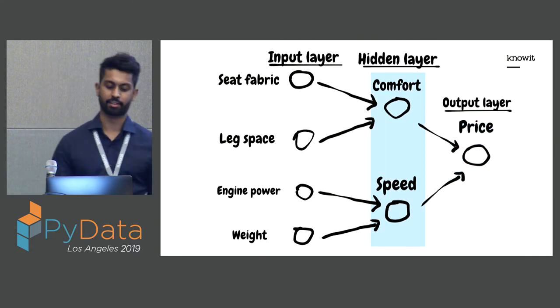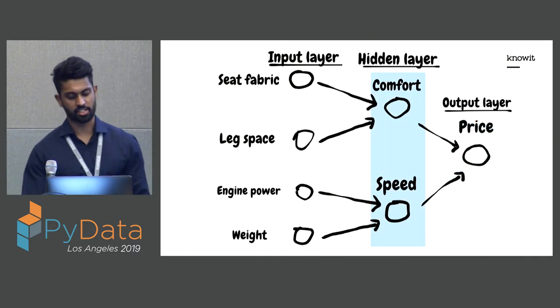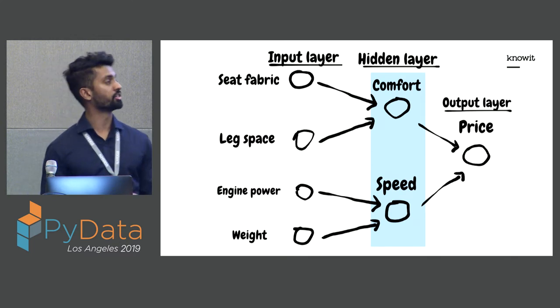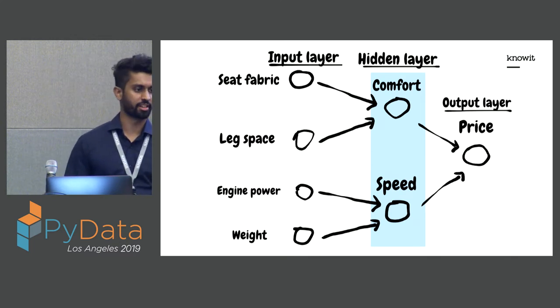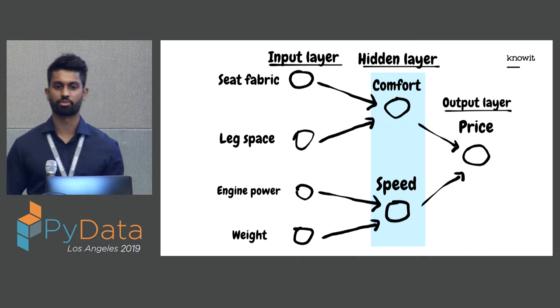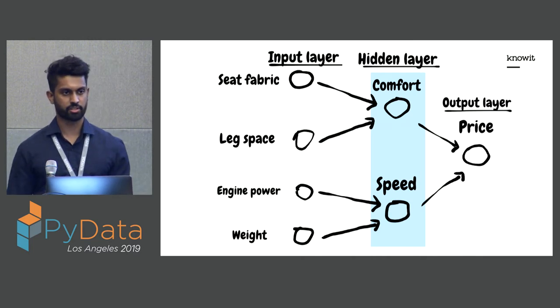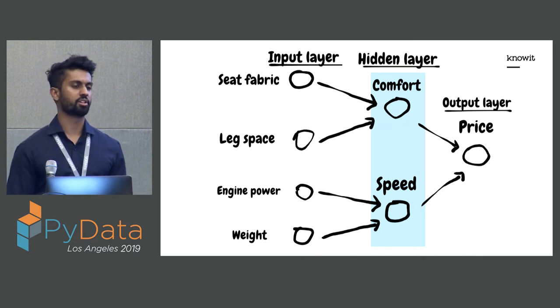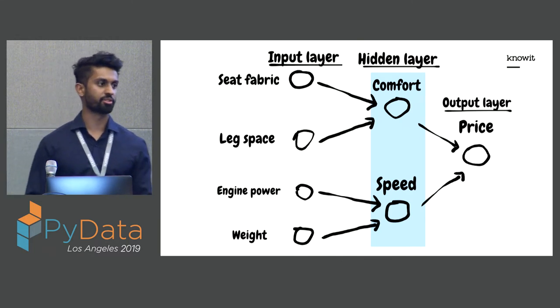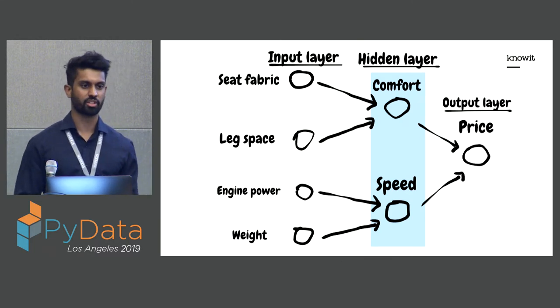This is the hidden layer. This is essentially where the magic happens. A neural network can have an arbitrary number of hidden layers. It can also have an arbitrary number of neurons in the hidden layers. And these are parameters that you want to try out different values for to find the most optimal architecture for your problem.